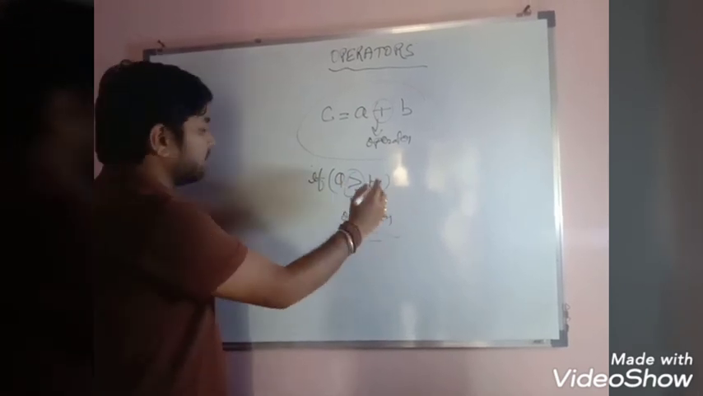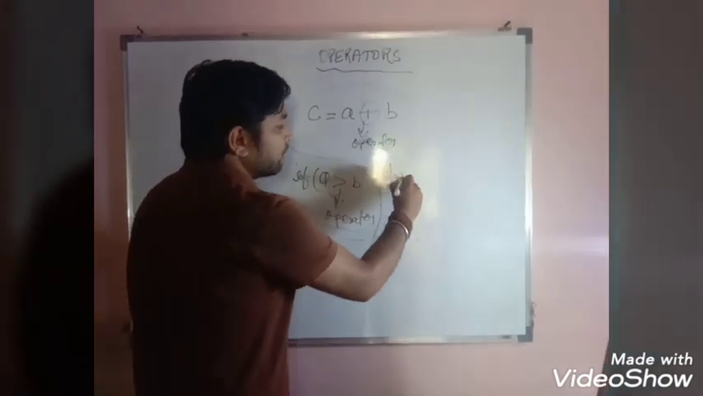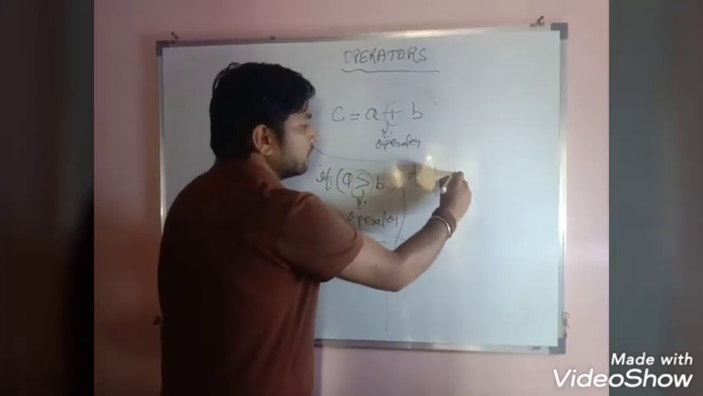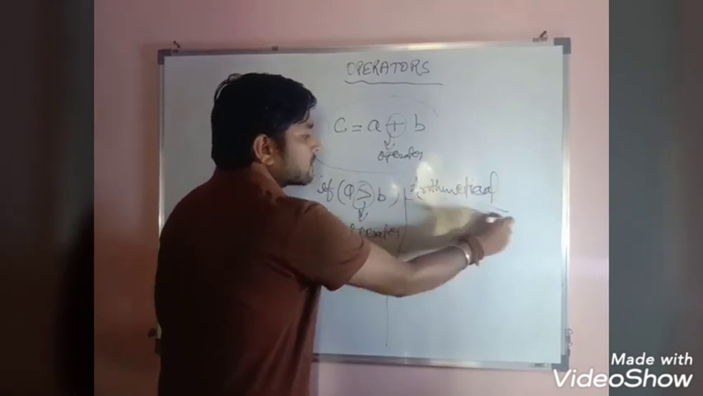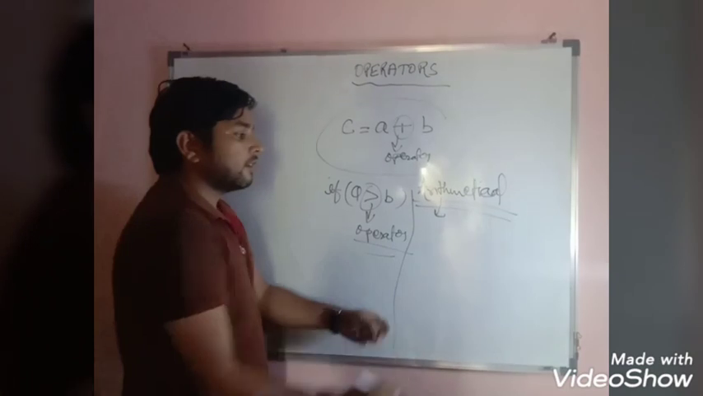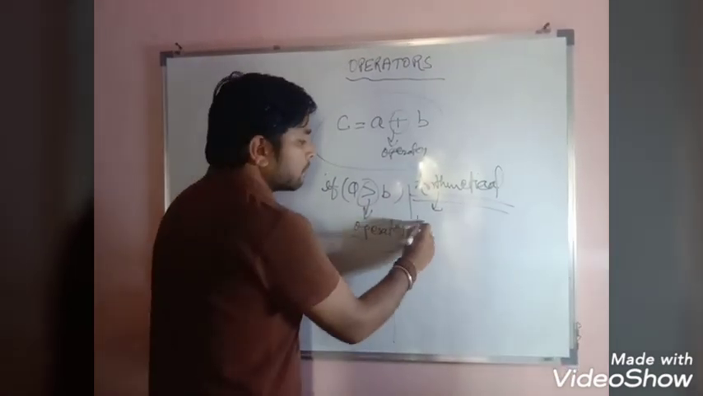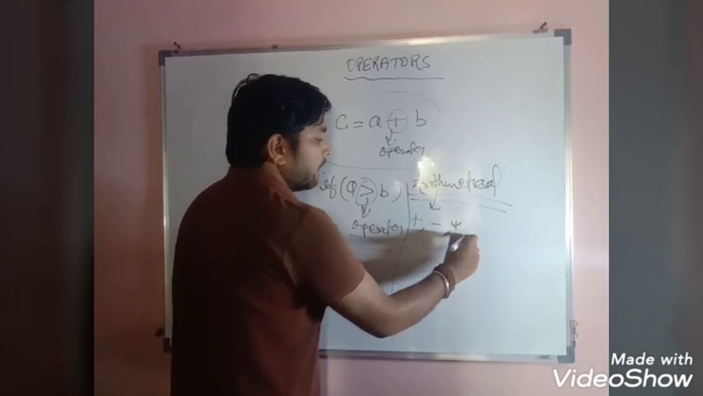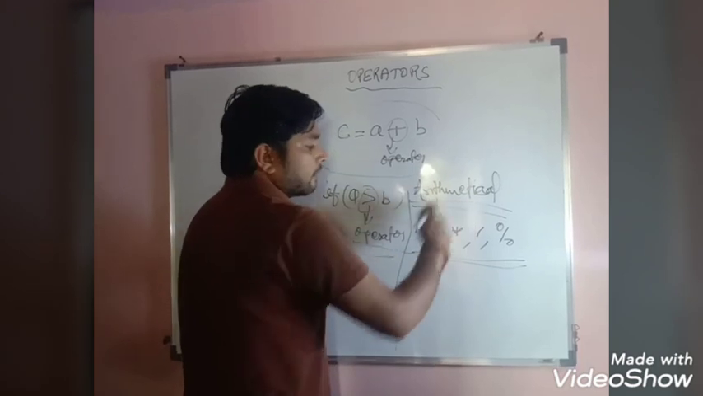In Java there are mainly three types of operator. What are the types of operator? First is the arithmetical operator. We will learn about the operators in the next chapter, so I am just giving an overview. What is the arithmetical operator? Plus, minus, multiply, divide, modulus, these are called arithmetical operators.